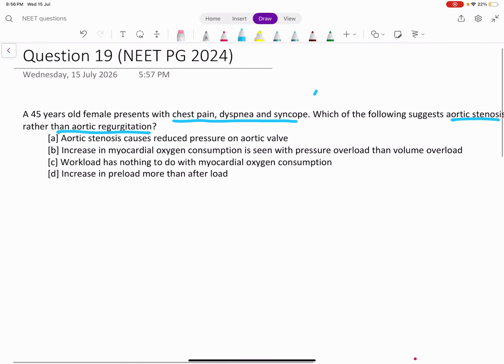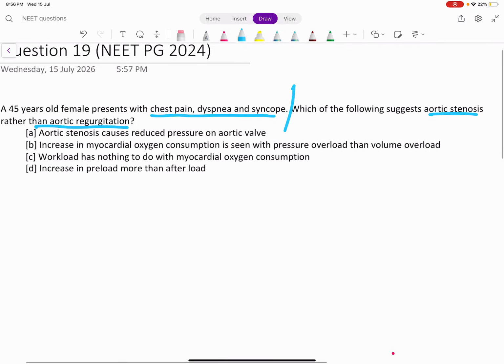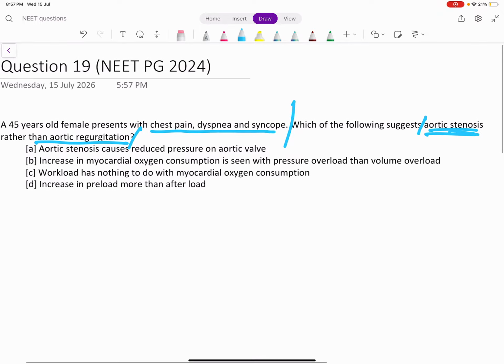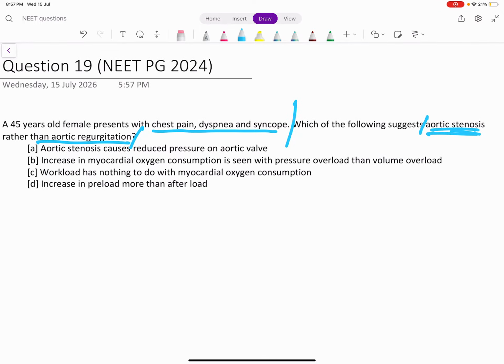You need not see the first part here because the question is in the second part only. You have to find out which option suggests aortic stenosis rather than aortic regurgitation. But anyway, we'll read the question. Chest pain, dyspnea and syncope, this is the triad of aortic stenosis.